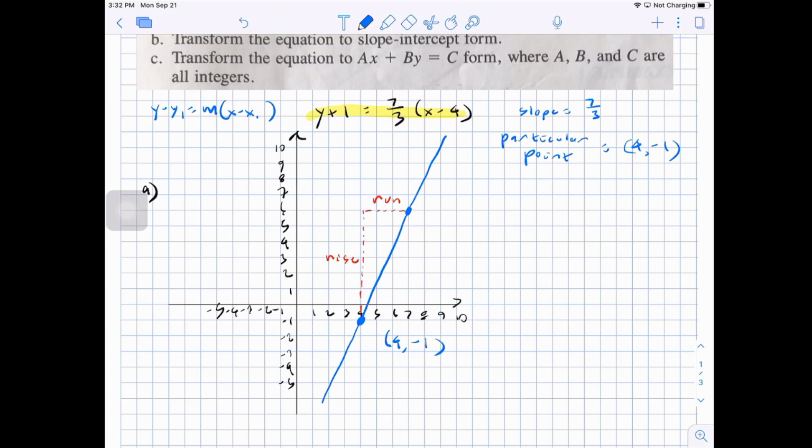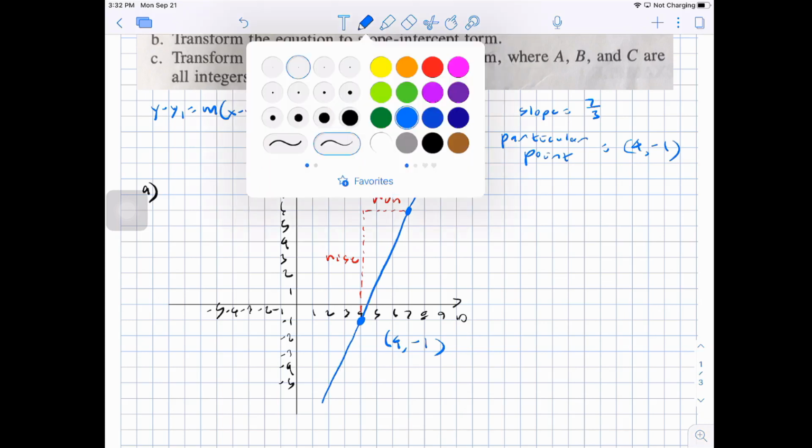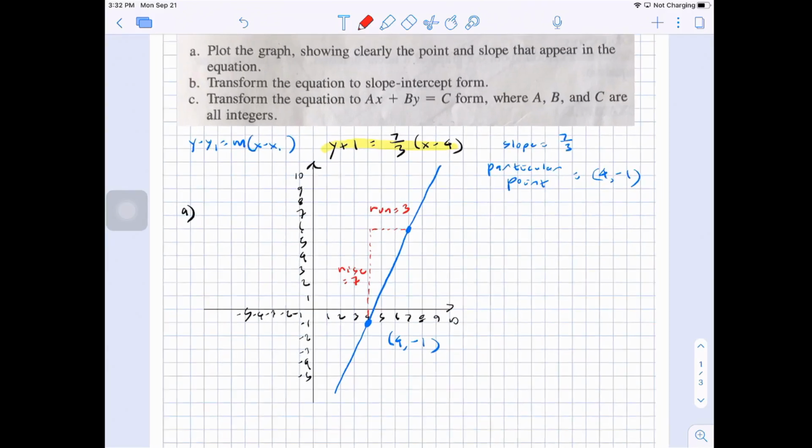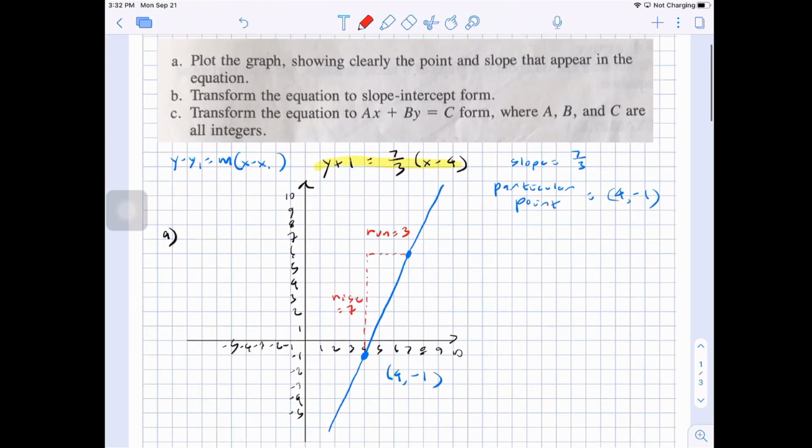There's the line. And actually, let's even write down that the rise is equal to 7 and the run is equal to 3, just to make it absolutely clear what's going on here. Okay, I think we're done with part A. It says plot the graph, clearly showing the point and the slope that appear in the equation. Okay, so we've shown a particular point over here and also our slope triangle to show the slope.